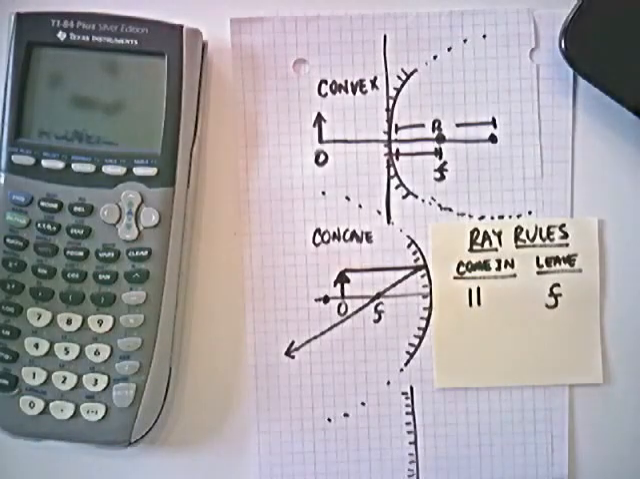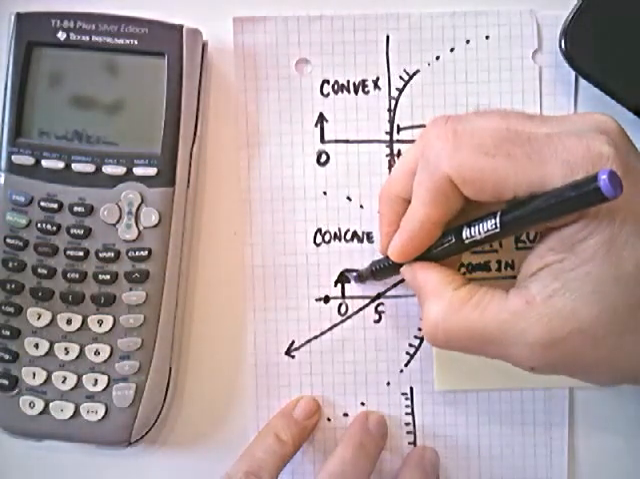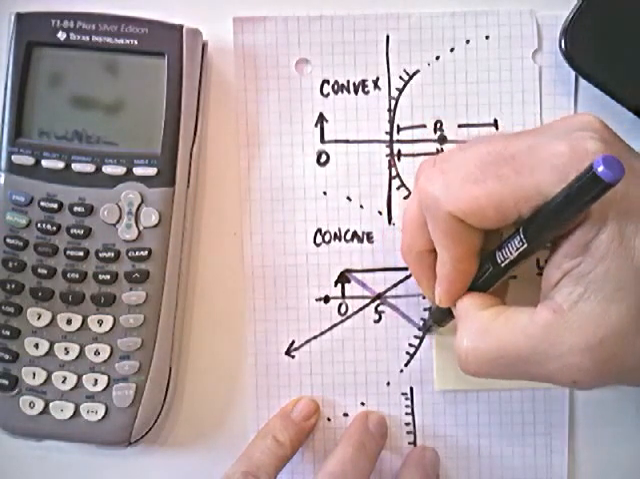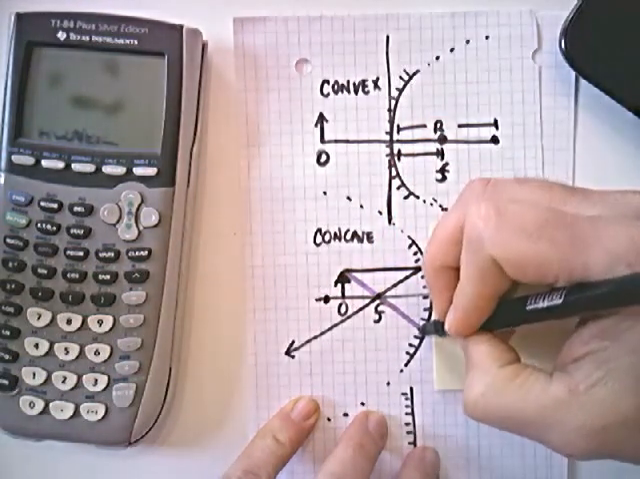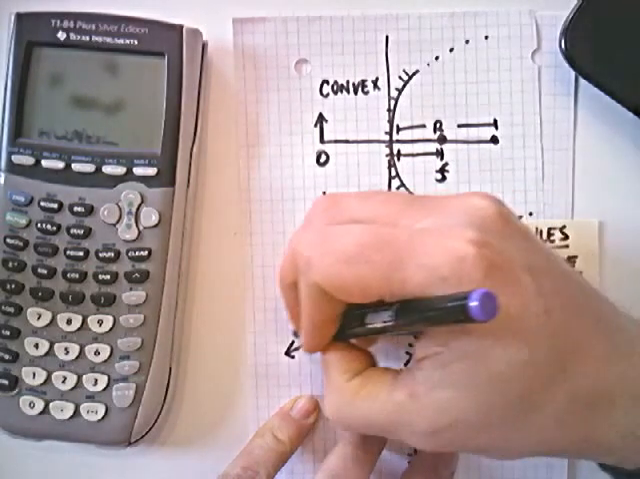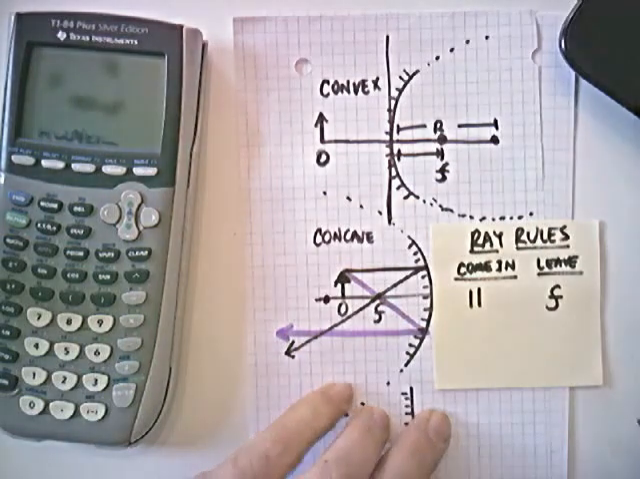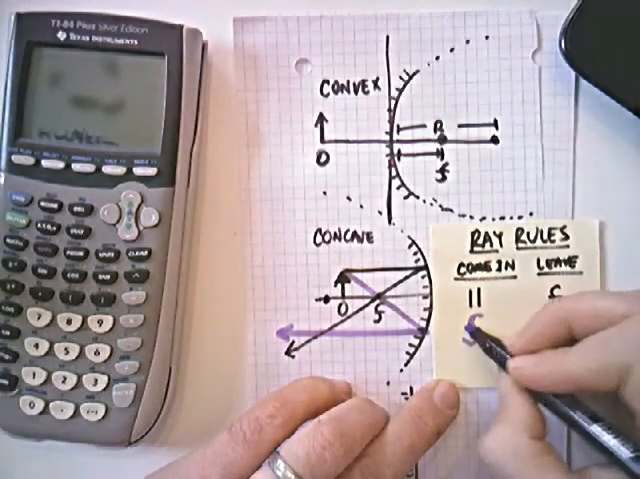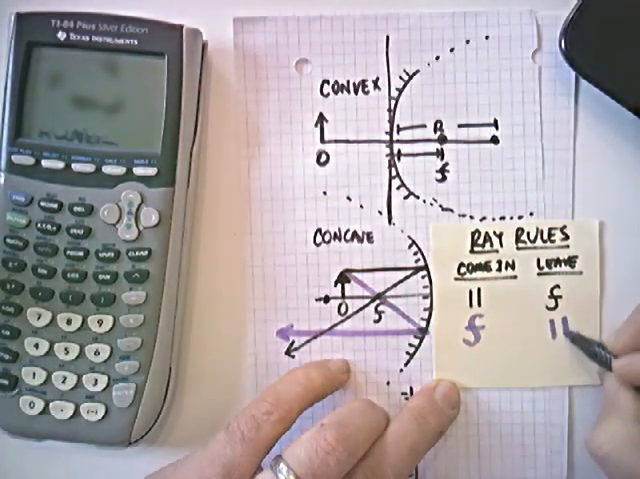Another ray rule would be just the opposite of the first, where we come in based on the focal and then we have to leave parallel. So it's the exact opposite. Come in based on the focal, leave parallel.